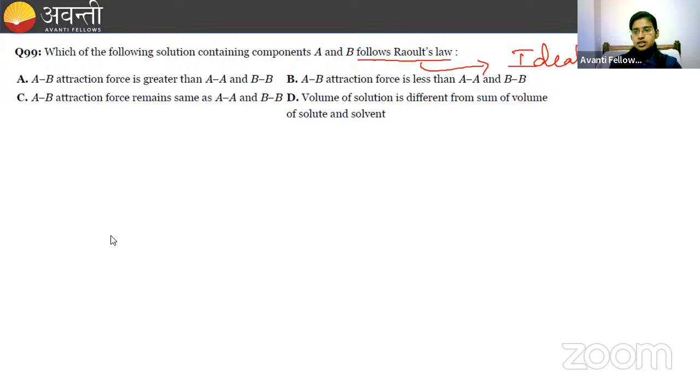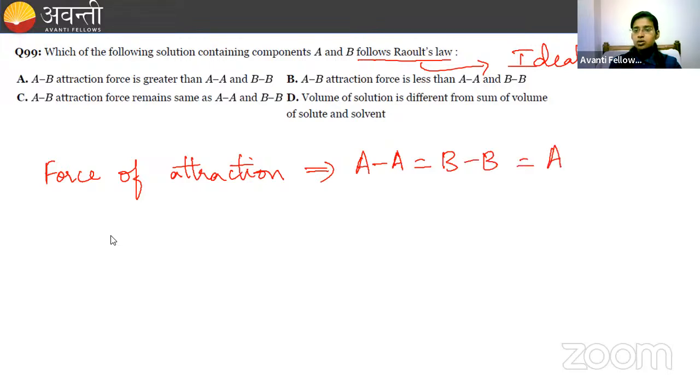Now for ideal solutions, the force of attraction will be equal. Suppose I have two components, the force of attraction for the two components will be equal. Like AA interaction will be equal to the BB interaction and also equal to the AB interaction. So the attractive force remains the same for all three. This is the force of attraction for an ideal solution. And also delta V mixing is equal to 0. Delta H mix is also equal to 0. So everything will be equal to 0 for this ideal solution.